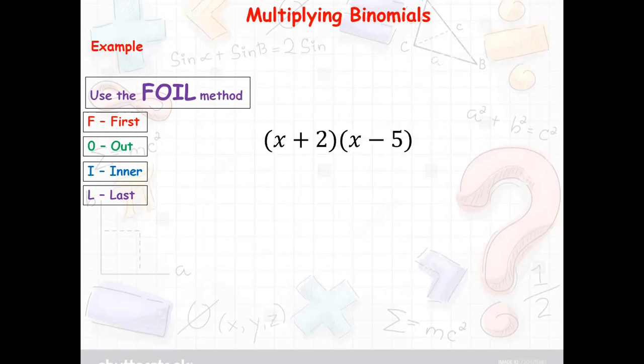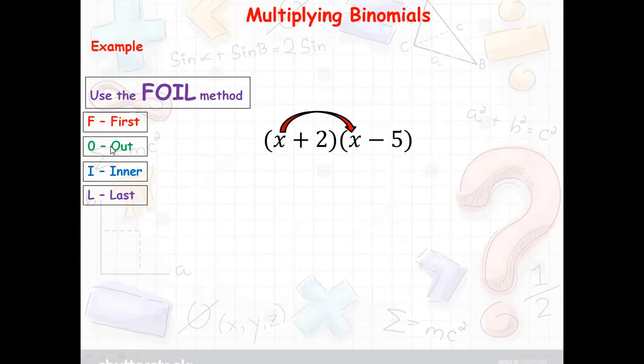To multiply this, FOIL, F means first. What is first? You're going to multiply the first two terms. This is the first term of this binomial, and this is the first term of this one. So multiply the first two terms. You can see I have indicated the arrow in the same color so that it will be clearer for you. So first multiply x with x, that's the first term.